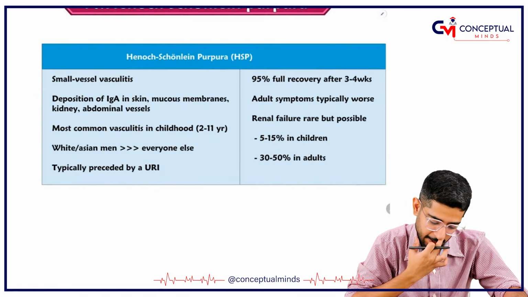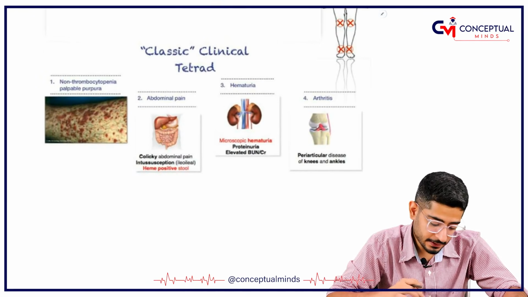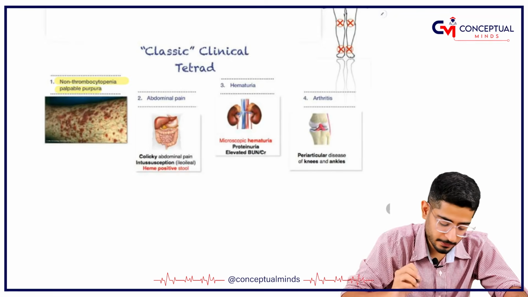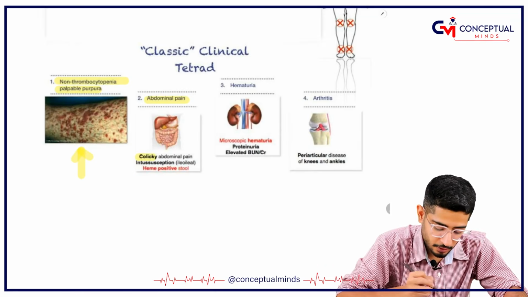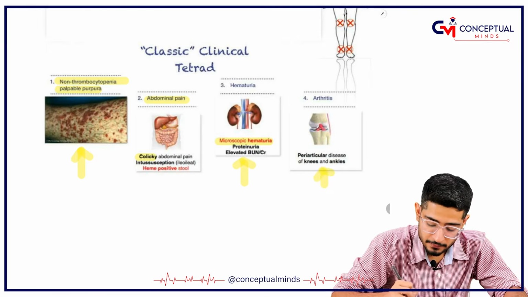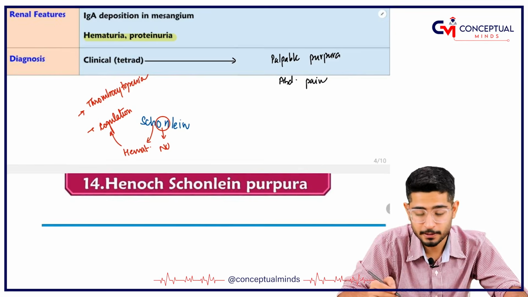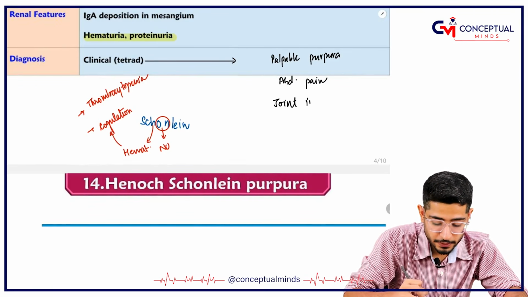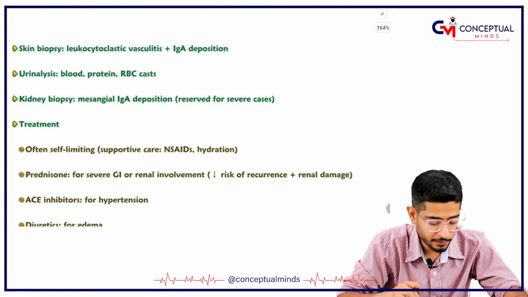Henoch-Schönlein Purpura, I think most of the things we have discussed. So the classical triad or tetrad, you can say, one is going to be non-thrombocytopenic palpable purpura. The picture is evident, the purpuras. There is abdominal pain, I have told you, there is a colicky pain, and there is microscopic hematuria, and of course the arthritis can be there. So the triad also, if you see, you have got palpable purpura, the abdominal pain, and the joint involvement. This is a more commonly used triad rather than involving the renal involvement.